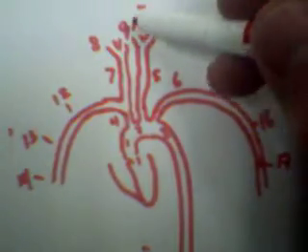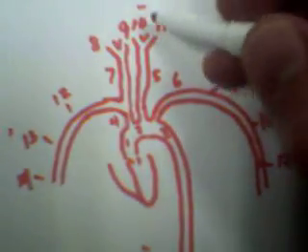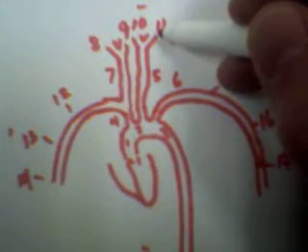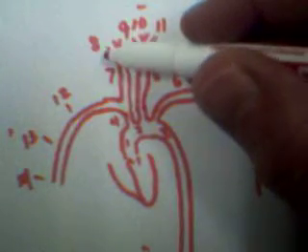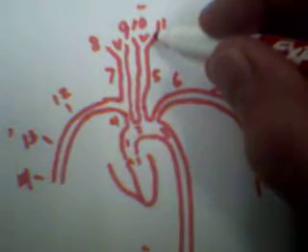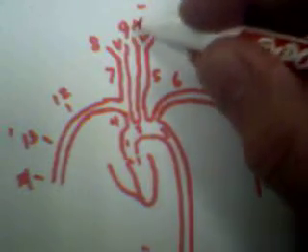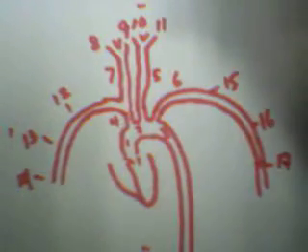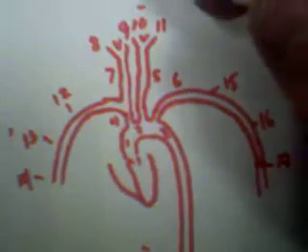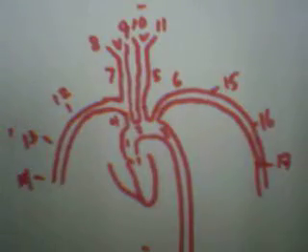The common carotid arteries, left and right, split or bifurcate into internal and external carotid arteries. So the internal carotid artery, number 11 on the left, and number 8 on the right. So the left internal carotid artery, number 11, right internal carotid artery, number 8, and then 9 and 10 are the external carotid arteries on the right and left. So 9 would be the right external carotid artery, 10 would be the left external carotid artery.